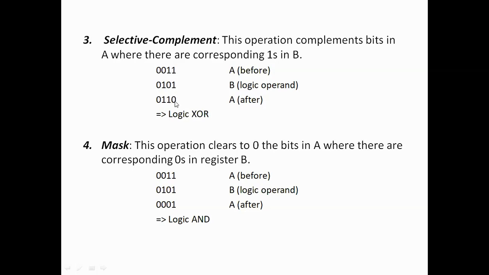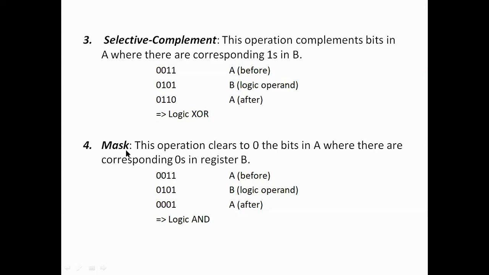So this is it. And if we look at the truth table of this, 0 0 0, 0 1 1, 1 0 1, 1 1 0. This is exclusive OR. So this is same as exclusive OR. So using the logic micro operation of exclusive OR, we can do selective complement.